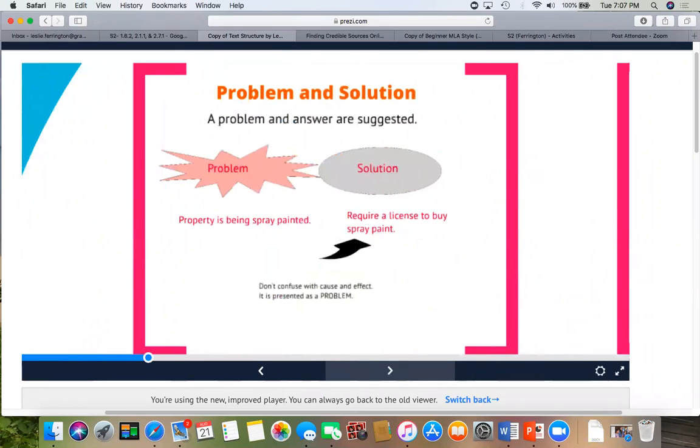Problem and solution is when they give you a problem and then they suggest an answer. So if a problem is that property is being spray painted, the solution might be to require a license to buy spray paint. You don't want to confuse this with cause and effect, because this is where it's specifically presented as an issue or a problem. Instead of just saying, this is what's causing this, it's, this is a problem, how do we fix it?